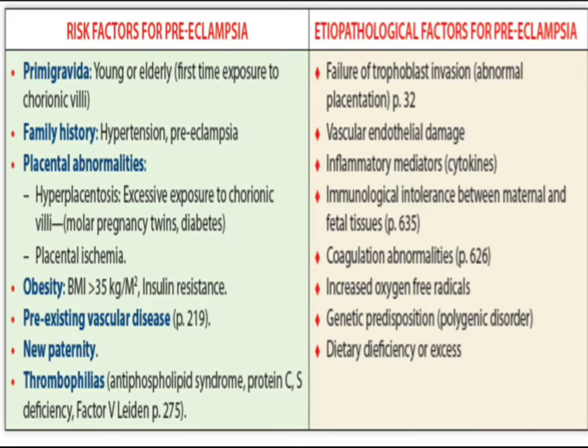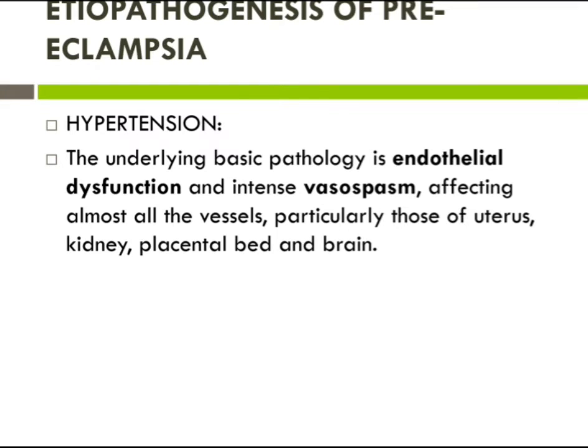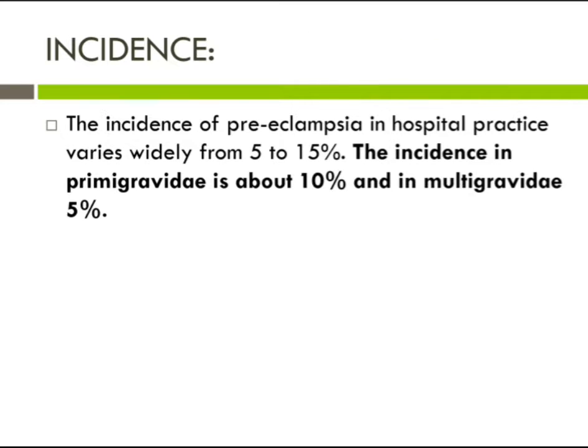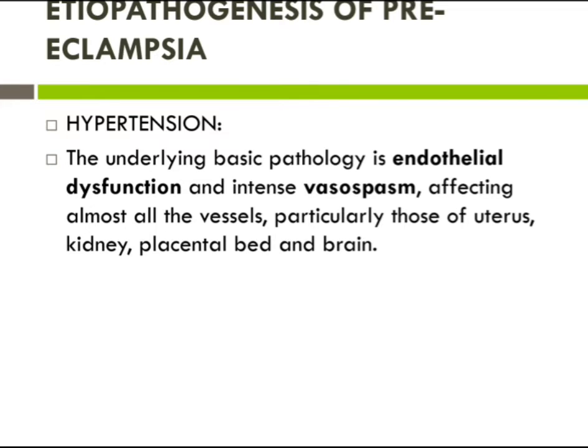The etiological factors for preeclampsia: failure of trophoblast invasion, vascular endothelial damage, inflammatory mediators, immunological tolerance between maternal and fetal tissues, coagulation abnormalities, increased oxygen-free radicals, genetic predisposition, dietary deficiency or excess. So, etiopathogenesis of preeclampsia. As we talked about the diagnostic criteria, there will be hypertension, proteinuria, and edema, as you can see here. So we're going to talk about how they come about.